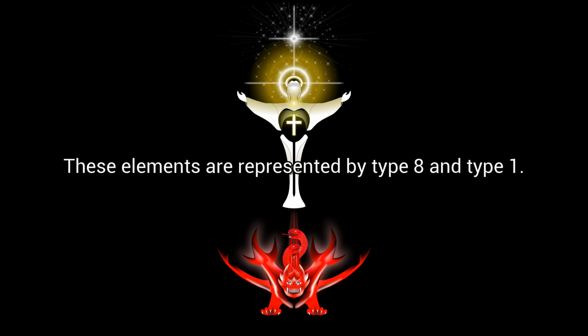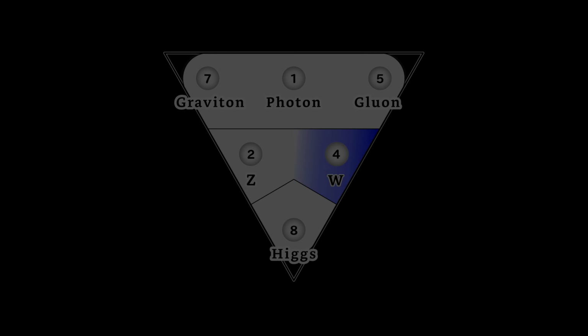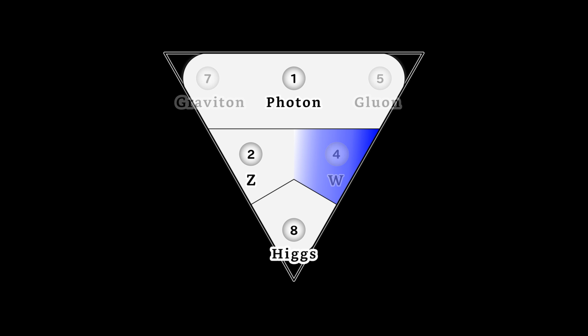Type 9 tends to be allergic to the out and the in of the instinctive center, or the beast in God. These elements are represented by type 8 and type 1. Also, type 9 tends to be addicted to the quality of a mother, which is represented by type 2. In terms of particles, these 3 types are represented by the photon, the Z boson, and the Higgs boson.